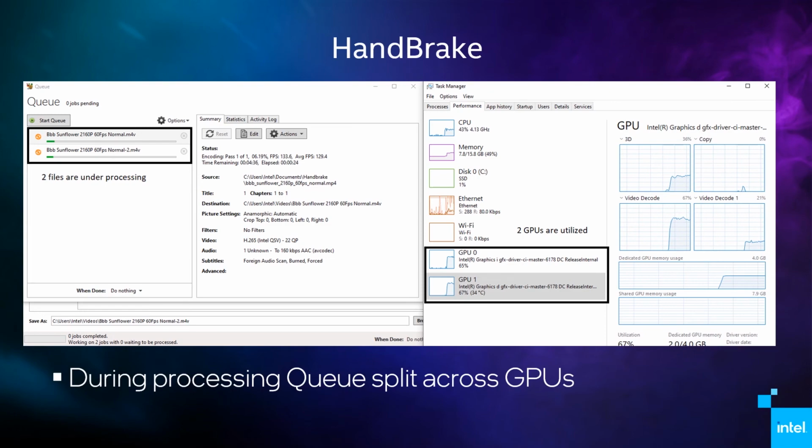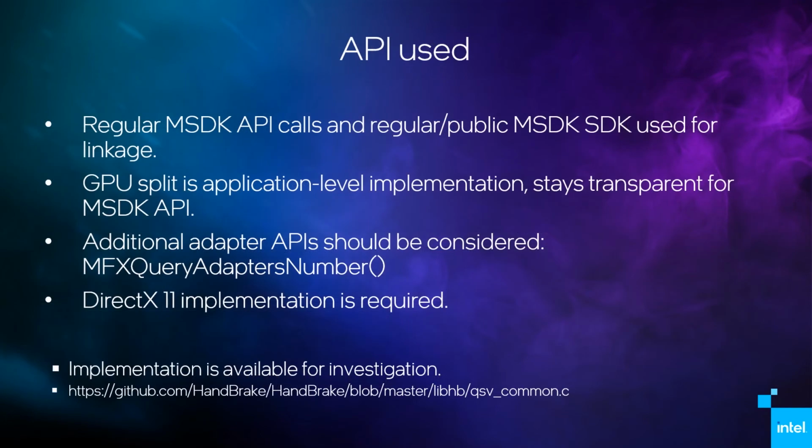A little more details about the APIs. It used regular Media SDK API calls for the linkage and for the application. The split between the 2 GPUs is at the application level, so it was above the level of the Media SDK API. Some additional APIs were used, and that's the MFX query adapters number, so that way you actually know how many adapters you have.